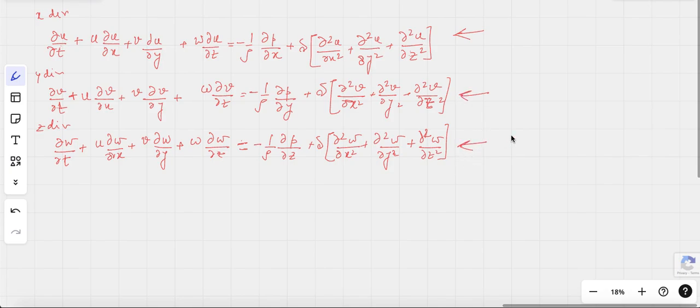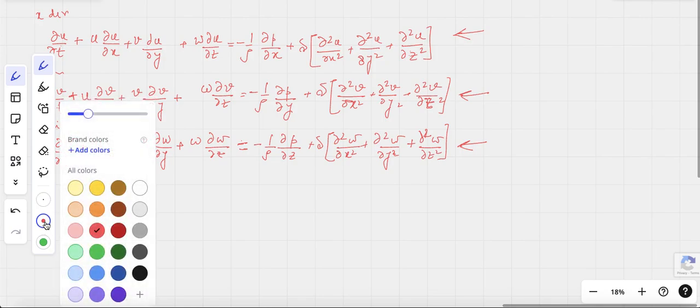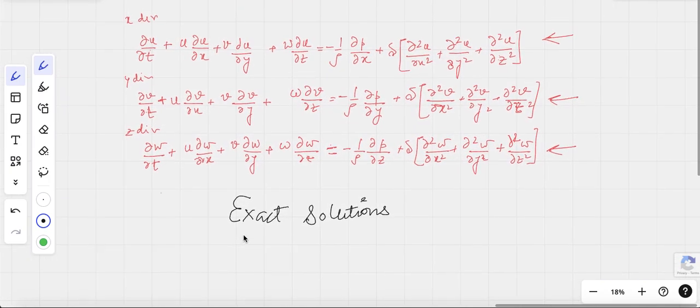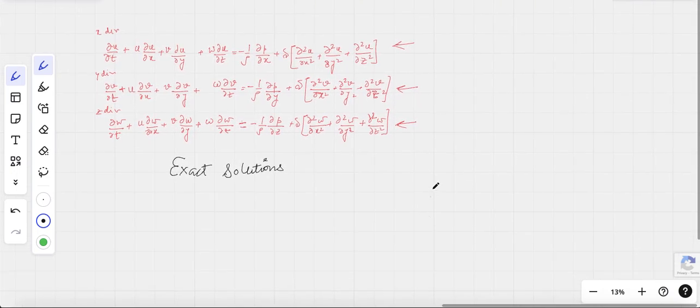Now, what we can do is find some exact solutions of the Navier-Stokes equations, right? So, exact solutions. First, what we have is known as the Couette flow.